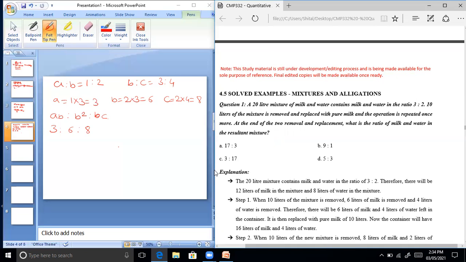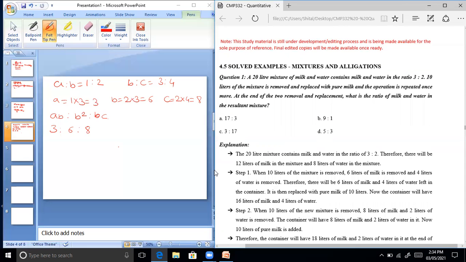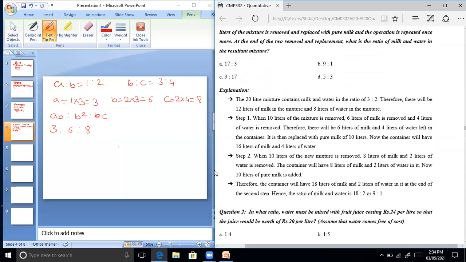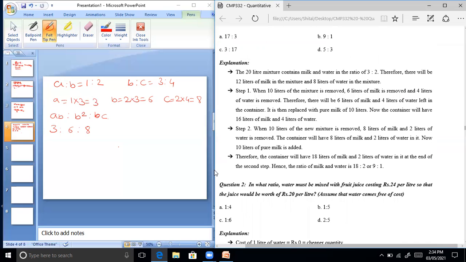Okay, therefore there will be 12 liters of milk in the mixture and 8 liters of water in the mixture. When 10 liters of the mixture is removed, 6 liters of milk is removed, 4 liters of water is removed. Okay. Therefore, there will be 6 liters of milk and 4 liters of water. It is then replaced with pure milk of 10 liters. Now the container will have 16 liters of milk and 4 liters of water.